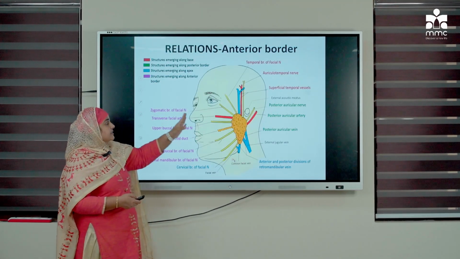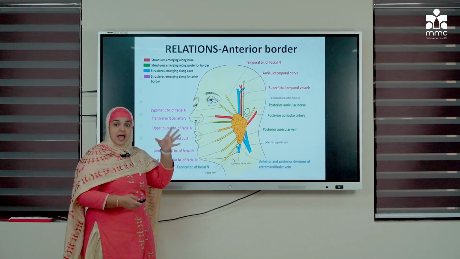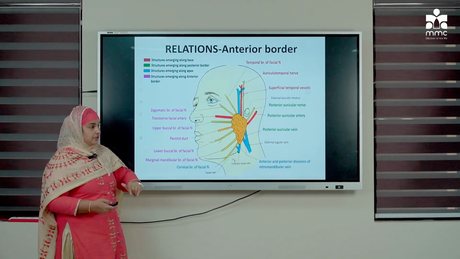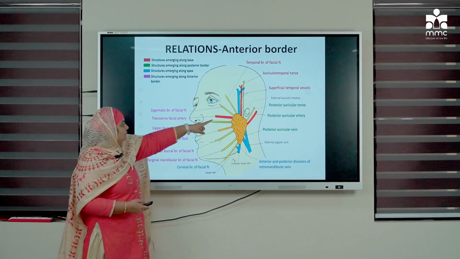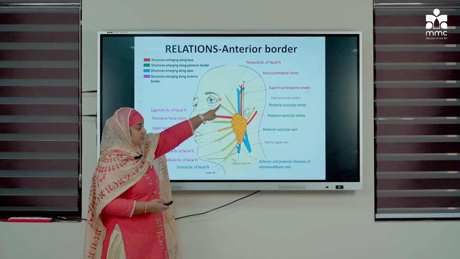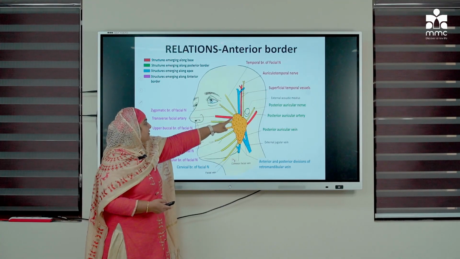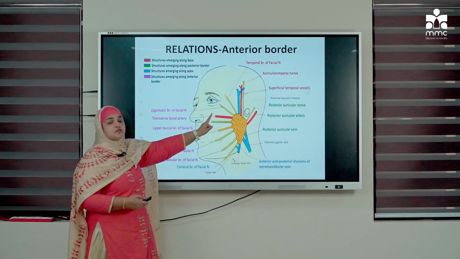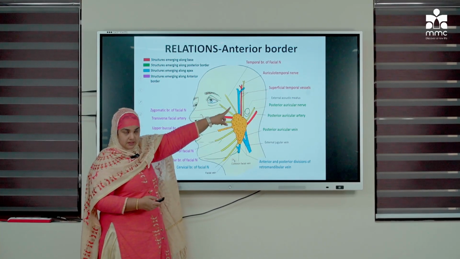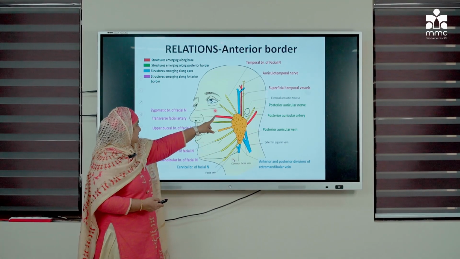These are the anterior relations, that is, relations of the anterior border. What are the structures that are coming out of the anterior border? From above downwards, first we have the zygomatic branch of the facial nerve. Then we have an artery called the transverse facial artery, which is a branch of the superficial temporal artery.